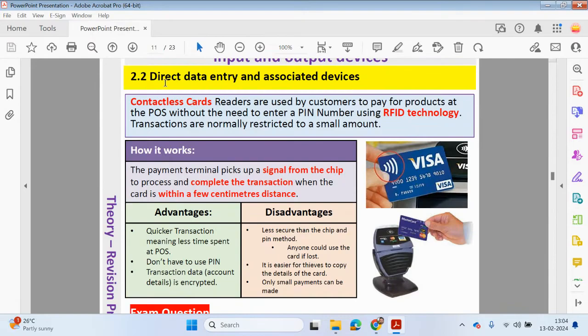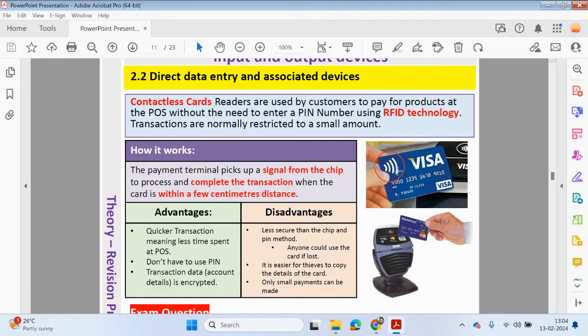However, with contactless cards using RFID technology, readers are used by customers to pay for products at the POS without the need to enter a PIN. So let me say that again. Contactless cards are used by customers to pay for products at the POS without the need to enter a PIN using RFID technology. Transactions are normally restricted to a small amount. So now there's no authentication.